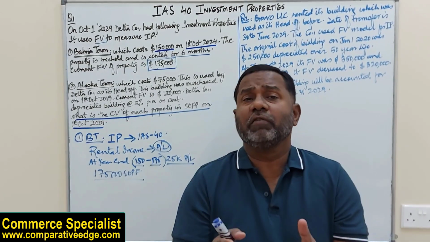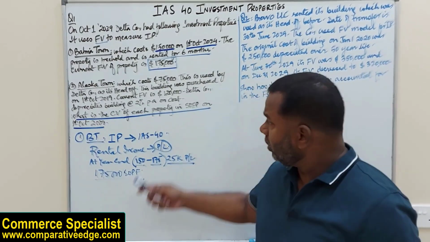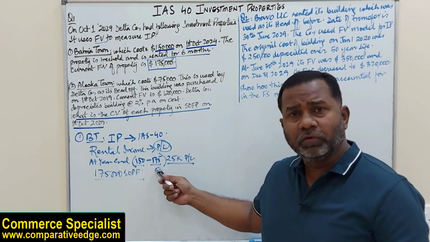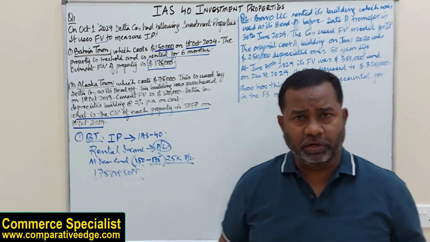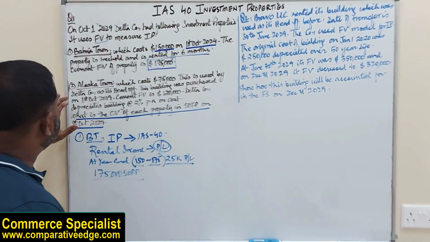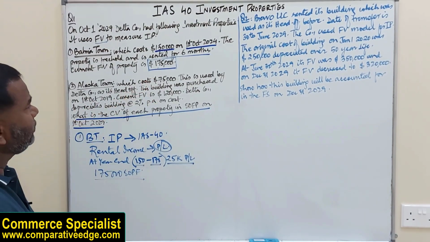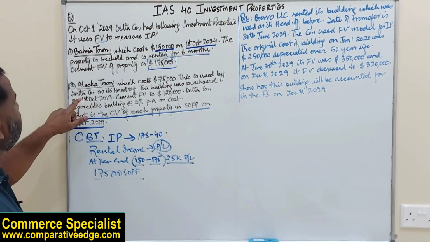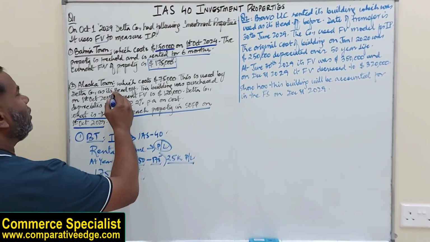And because we are using fair value, at the end of the year we compare the cost with the fair value. If the fair value is higher, there is a gain, and any gain is transferred to the profit and loss account. Now let's talk about the other property. The other property is Alaska Town, which costs $75,000. This is used by Delta Company as its head office, meaning it is owner occupied.